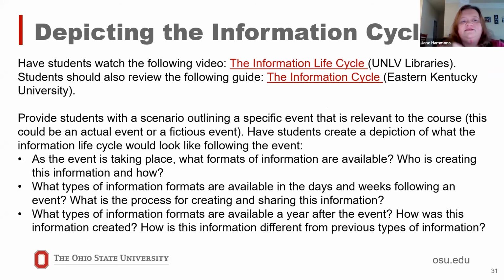Another version of this assignment, this is one that we do in our Arts and Sciences 2120 course that we teach. We provide students with a scenario and have them describe what the information cycle looks like and depict what the information cycle looks like following that particular event. And we actually use a fictitious event where we say, there's a statue of William Thompson that stands outside of Thompson Library. And we say, okay, imagine that statue is struck by lightning and comes to life and starts walking around the library. You're a student studying in the library when this happens.